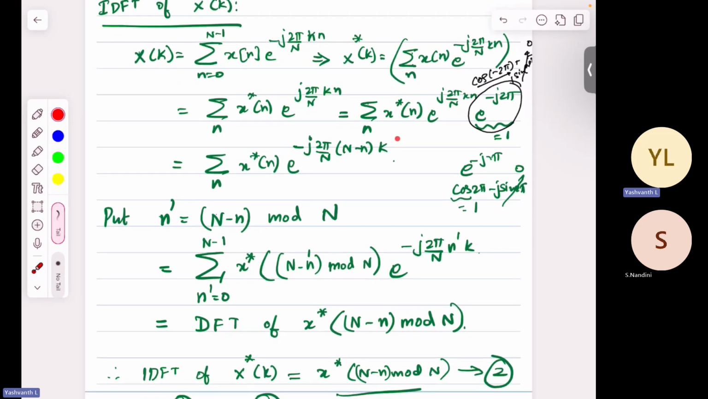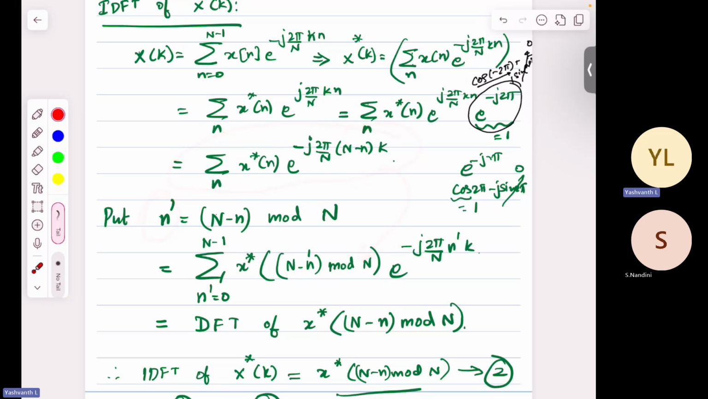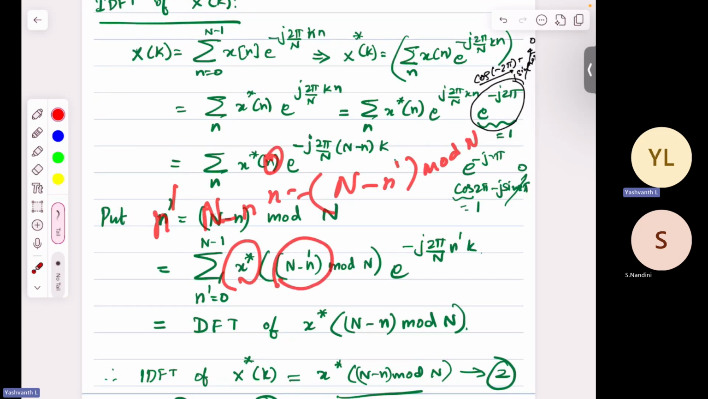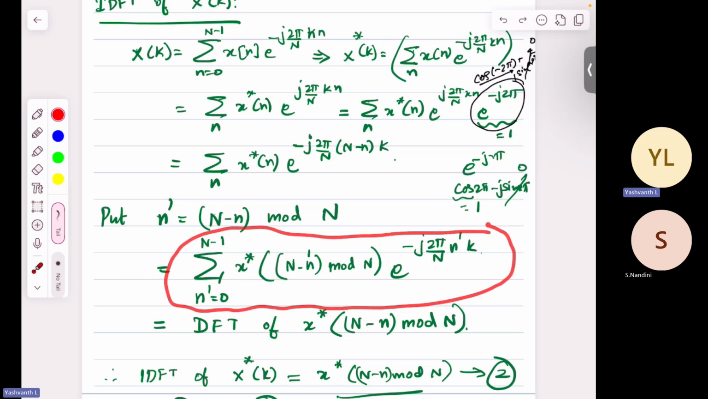So you can show that this expression under this new n dash variable will become this summation here. Summation n dash is equal to 0 to capital N minus 1. x conjugate of n is replaced by, because if you have n dash is equal to N minus n, then n is nothing but N minus n dash mod N. Right. So n is replaced by N minus n dash mod N into e power minus j 2 pi by N n dash k, because N minus n is nothing but n dash. Fine. Now what is this? This is exactly nothing but the DFT of x conjugate of N minus n mod capital N.